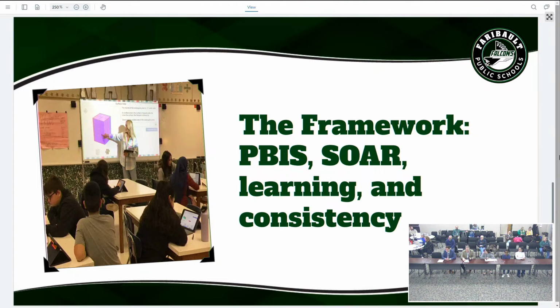We utilize consequences that focus on student growth. We really look at things like restorative conversations, restoring and repairing relationships within the building. We utilize things like accountability projects that, again, have students analyzing and looking at their behavior and how they can grow from it and learn from it. And we have created something called our Falcons Forward program, which we've had a lot of success with.